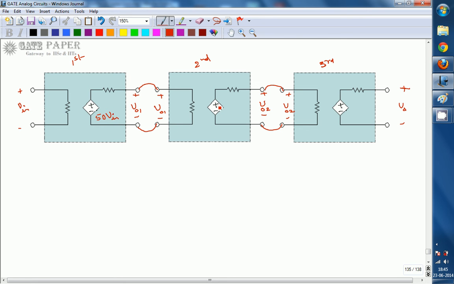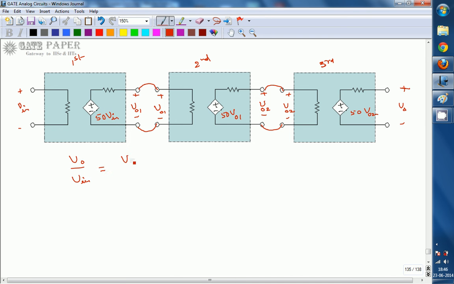And here this can be written as gain is 50 times, and the effective input voltage connected across these two terminals is nothing but V01. So it is V01. And here you can write it as 50 times of effective input connected across input terminals of third stage, that is V02. Okay, now we can write overall voltage gain V0 divided by V input in this way.